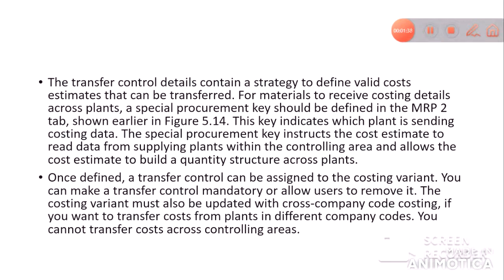Once defined, a transfer control can be assigned to the costing variant. You can make a transfer control mandatory or allow users to remove it. The costing variant must also be updated with cross company code costing. If you want to transfer costs from plants in different company codes, you can, but you cannot transfer cost across controlling areas.